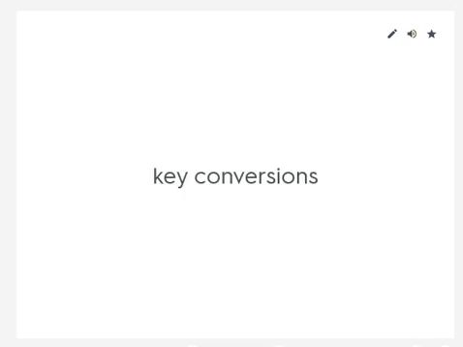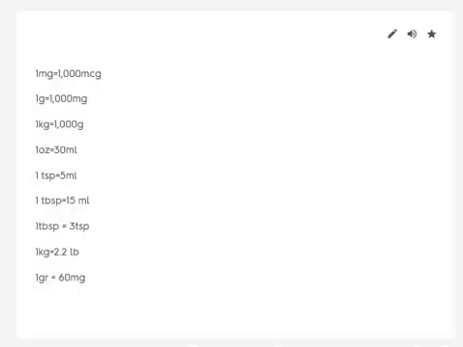Key conversions. 1 mg equals 1000 mcg. 1 gram equals 1000 mg. 1 kg equals 1000 grams. 1 ounce equals 30 milliliters. 1 teaspoon equals 5 milliliters. 1 TBSP equals 15 milliliters. 1 TBSP equals 3 teaspoons. 1 kilogram equals 2.2 pounds. 1 grain equals 60 milligrams.